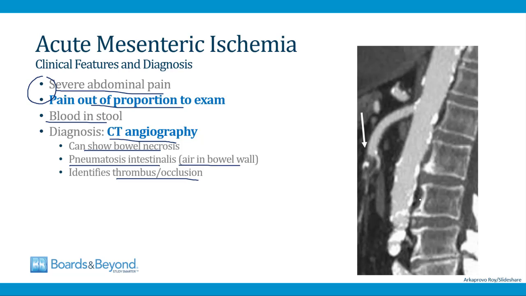Shown on the slide here is an example of an arterial occlusion by thrombus. This dark thing right here is a blood clot obstructing blood flow, so the dye goes down the artery, but it doesn't go any further because of the presence of thrombus, and you can see that on a CT angiogram in a patient with acute mesenteric ischemia.